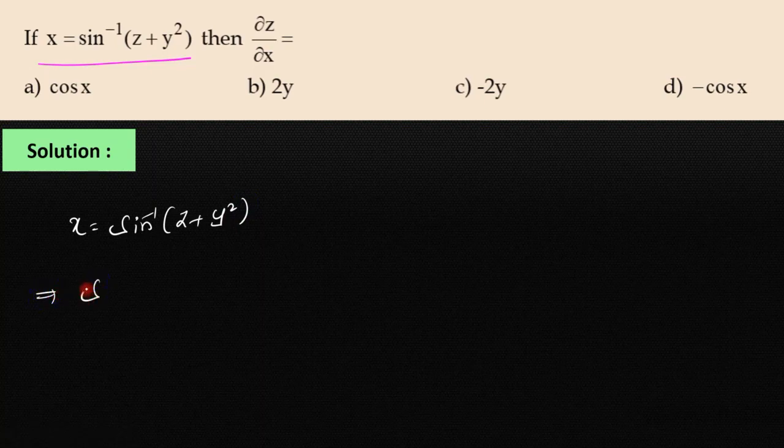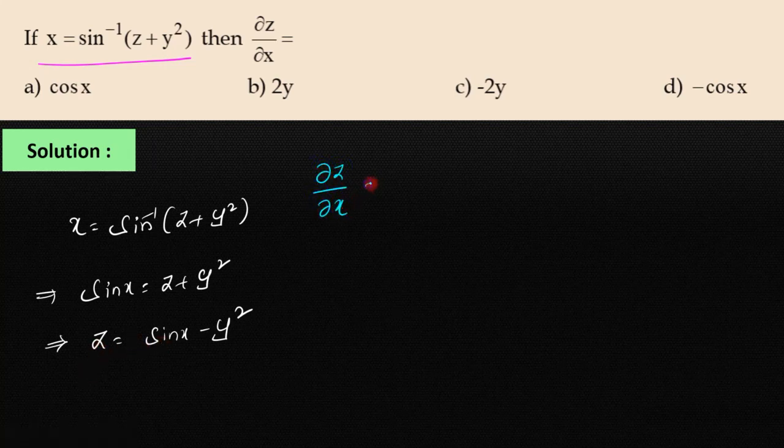this implies sin x is equals to z plus y square. This implies z is equals to sin x minus y square. Now partially differentiating with respect to x on both sides, we get dou z by dou x is equals to differentiation of sin x is cos x. Here partially differentiating with respect to x, y is constant, so y square is constant. Differentiation of constant is 0. This implies dou z by dou x is equals to cos x. Therefore, the answer is option A.